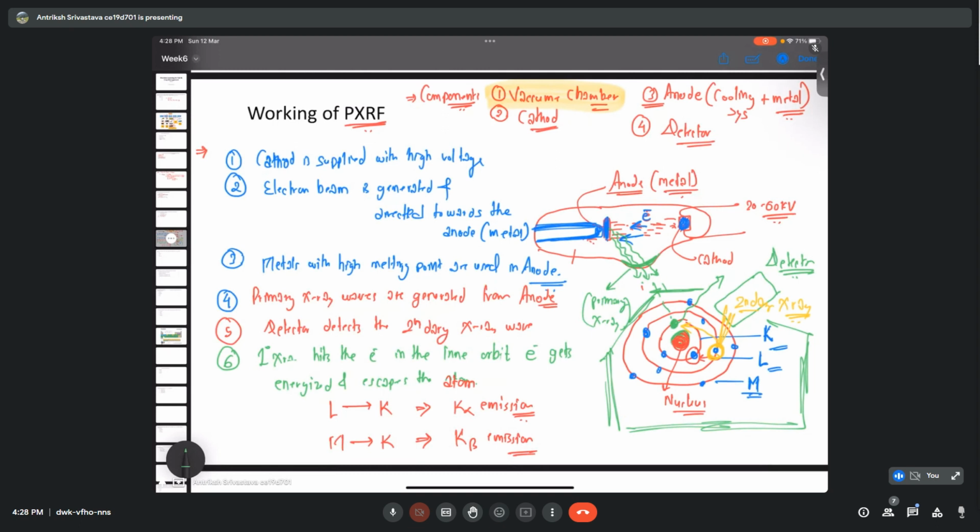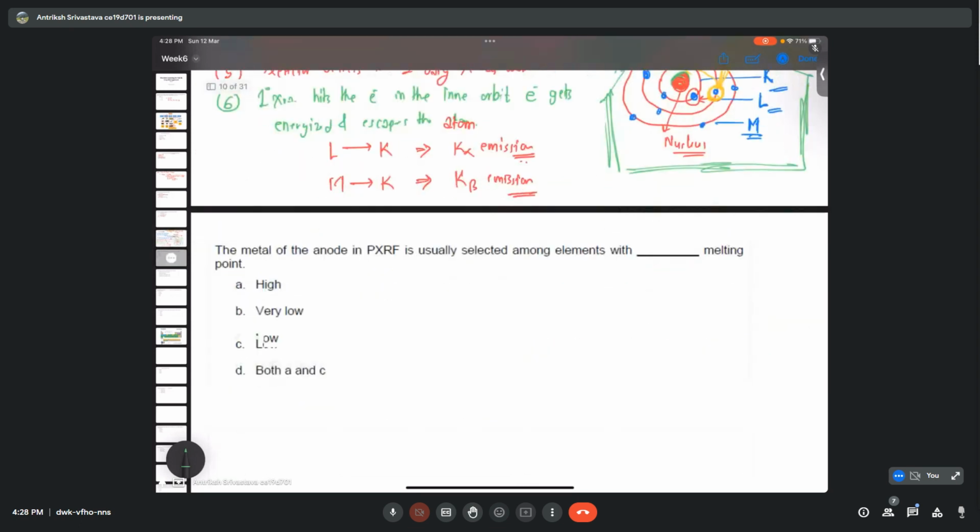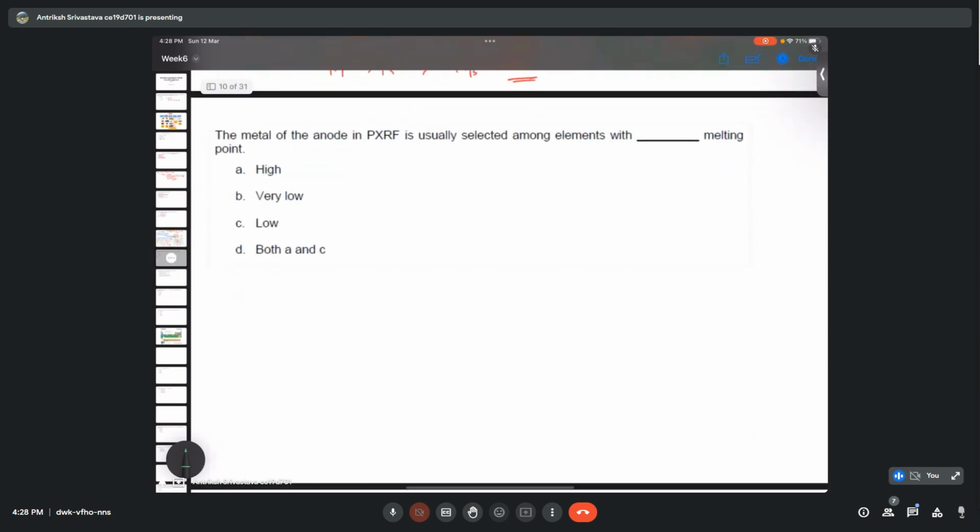Now let's see if you can answer some questions based on this working principle. Okay, so the metal of anode in PXRF is usually selected among elements with what kind of melting point? High, very low, low, both A and C. Both A and C doesn't make sense, but yeah. So choose from these options and you can type your answer in the comment in the chat.